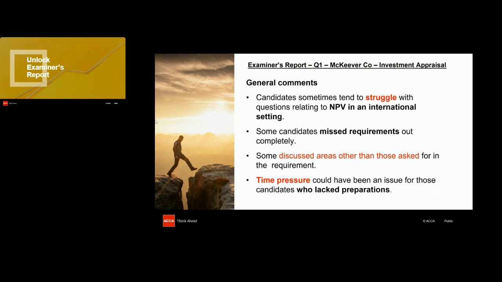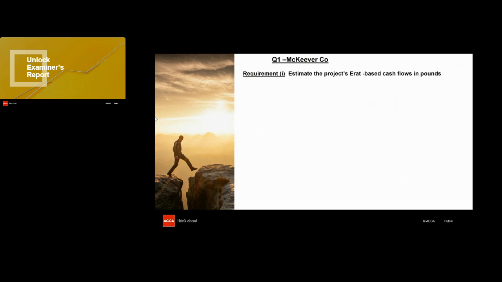Well, let's go into the specific requirement, the first requirement. And what is the first requirement? The first requirement is to estimate the project's cash flow in pounds.